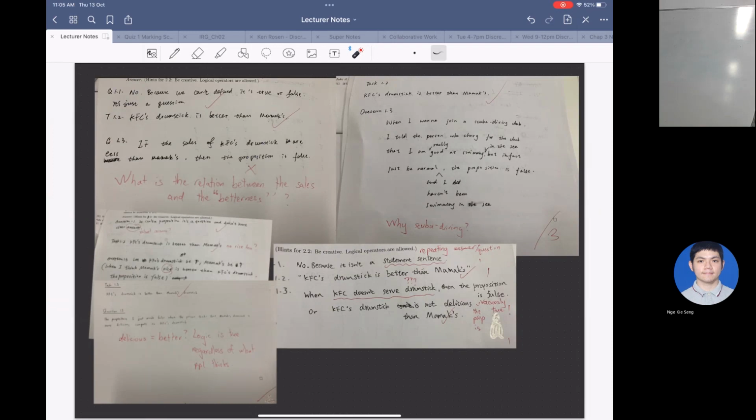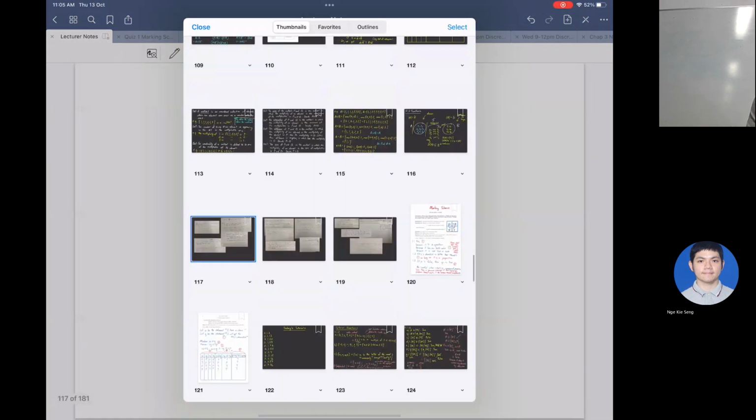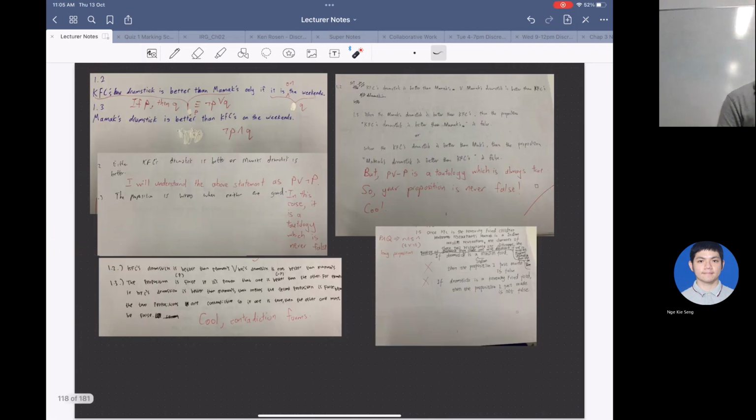This one, maybe just skip through. I don't know what happened here. Okay, in this one somebody changed my better to delicious, and then cheaper, and then yummy, and then bigger. In general, don't change the adjective unless they are equivalents. Or maybe delicious is better for you. Okay, this one is really good.